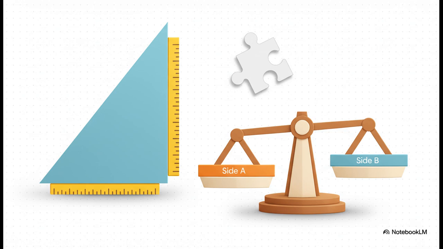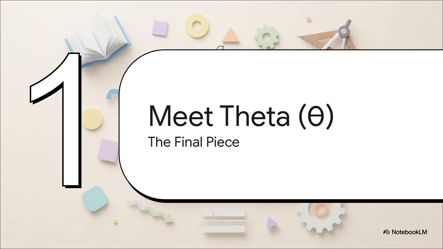Simple, right? But that immediately makes you wonder, wait a minute. A triangle has three sides. How do we know which two sides we're supposed to compare? Well, for that, we need a point of view. And this is where our final piece of the puzzle comes in. It's a special symbol, a Greek letter, that you are going to see all over the place in trigonometry. Think of it as our guide, our anchor point inside the triangle.